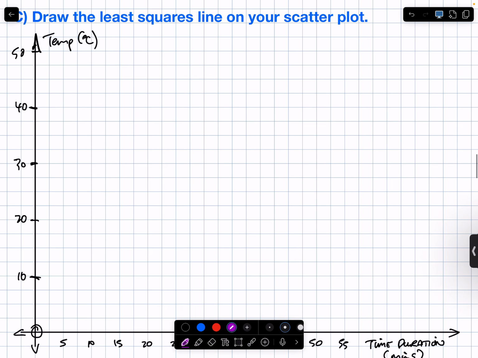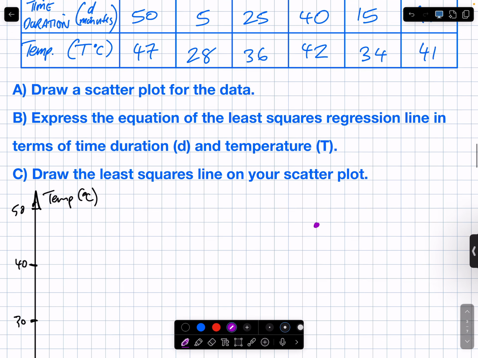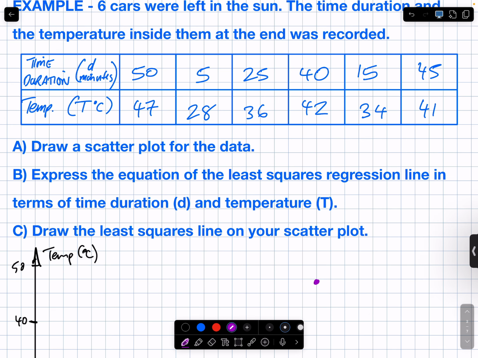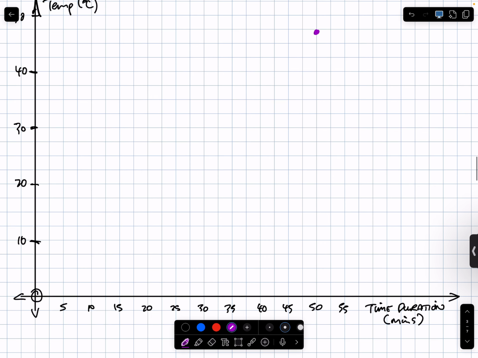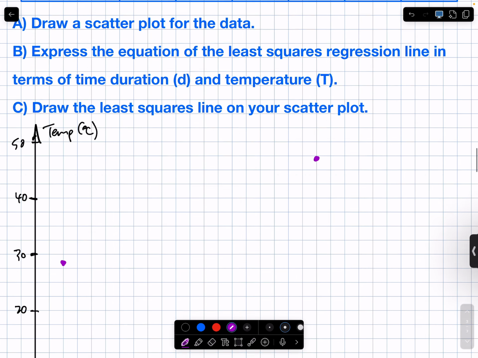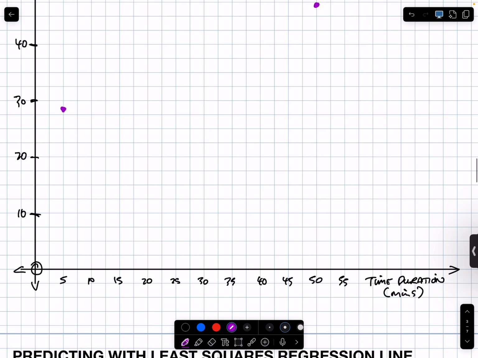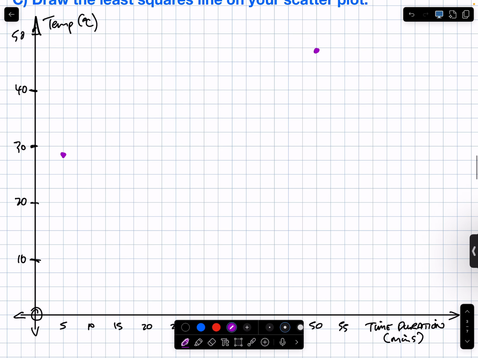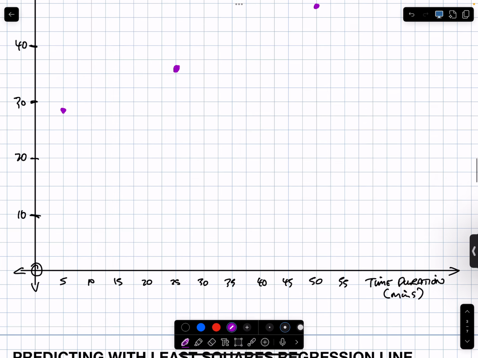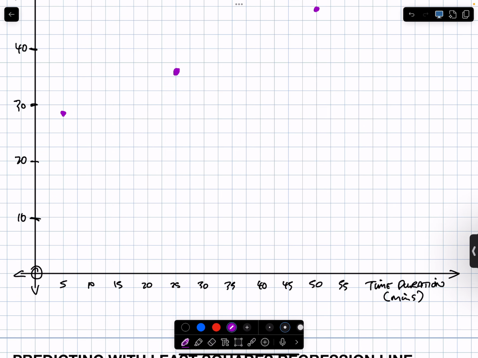Time 50, temperature 47. It's going to be around there. That's my first dot. Time 5:28, 5:28 is going to be around there. 25:36, 25. 35, 36, slightly above 35. 40 and 42. 40.